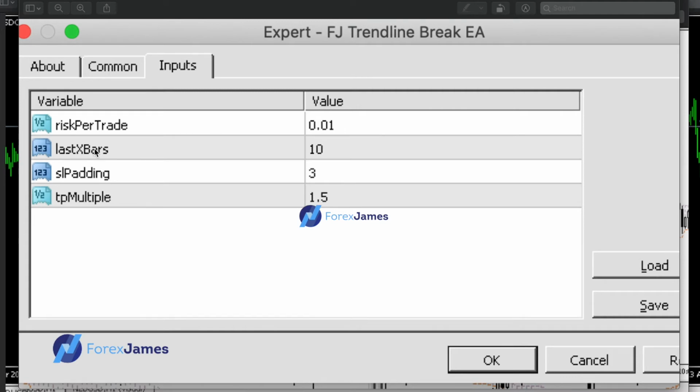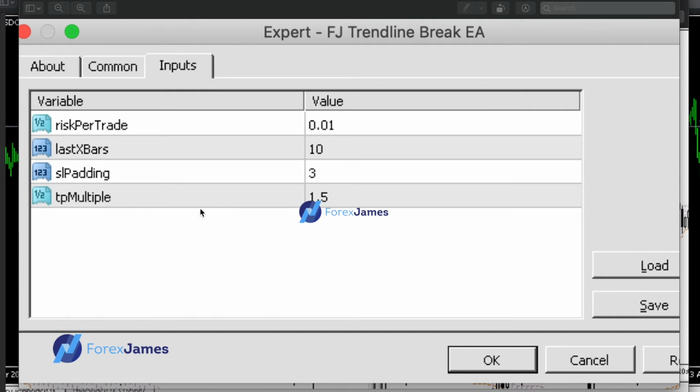And last X bars means where we would place our stop loss. Okay, so it's going to look back at the past 10 bars and identify the highest or lowest point, depending if you're selling or buying, and place a stop loss there, plus some padding. Okay, padding is just the distance between the peak high and the actual stop loss. So we would add a few pips to give price more room to breathe in case it reaches there, because we need to take into account the spread of the currency pair.